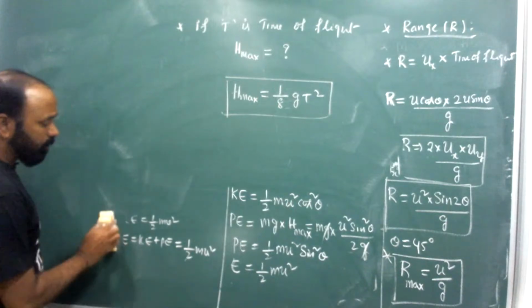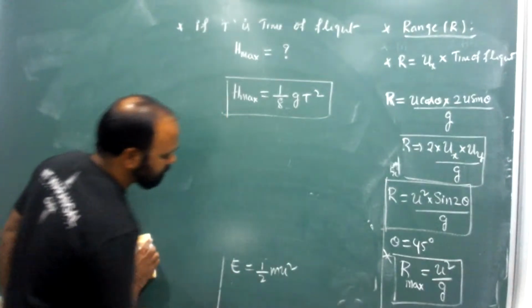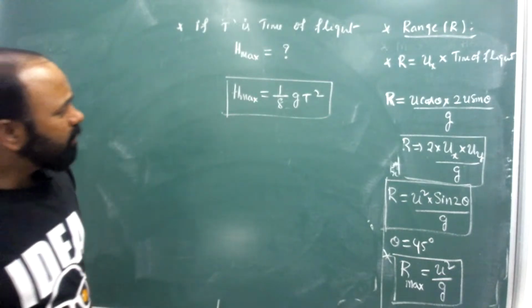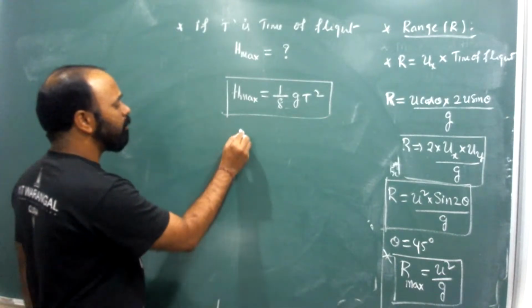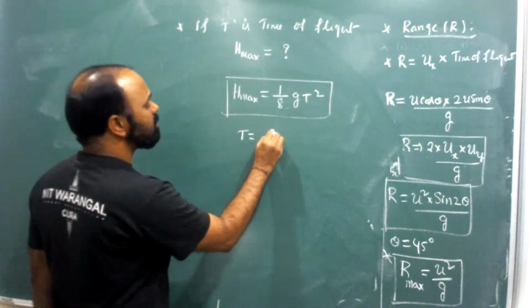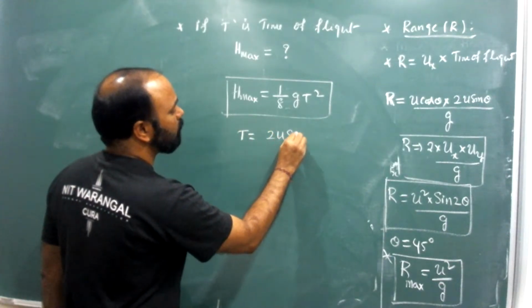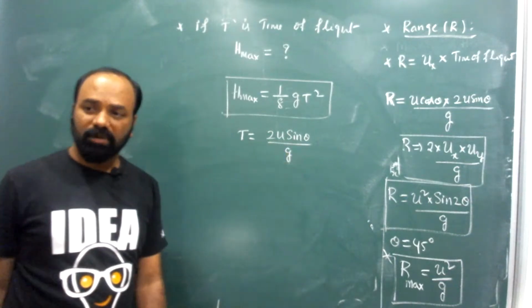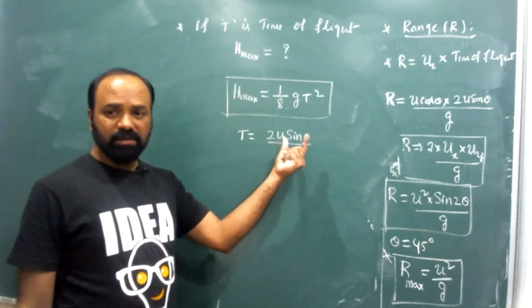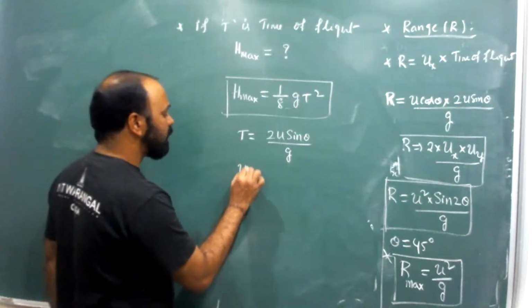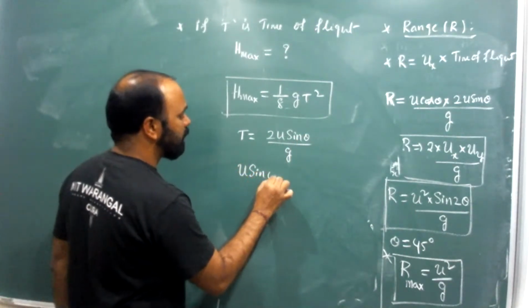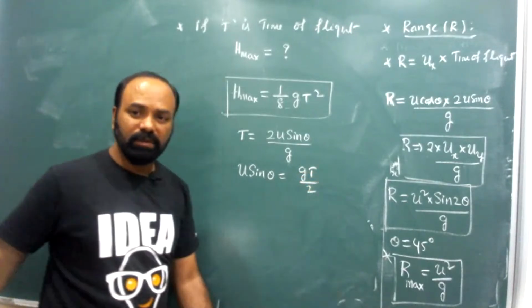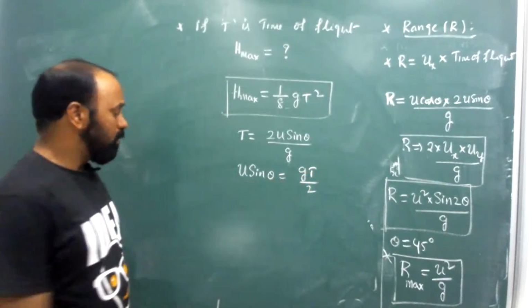Immediately one question will come: how does it come? Okay, see, as usual we know the time of flight formula, ascending plus descending, which we can write as 2u sin theta by g. This is the time of flight. From this, we can calculate u sin theta. u sin theta equals g T by 2. This is the u sin theta value.